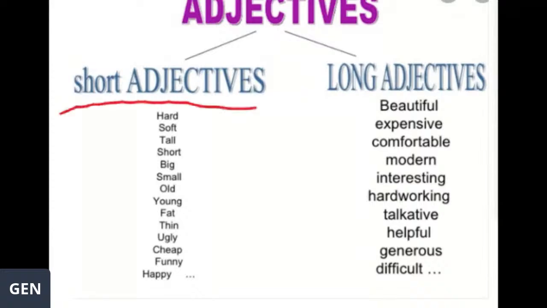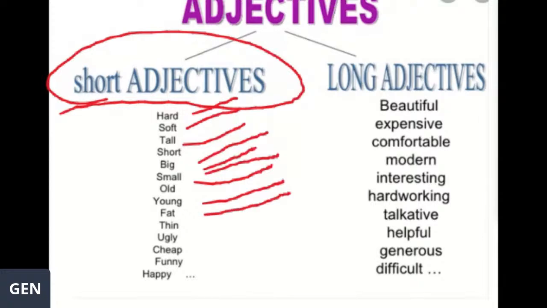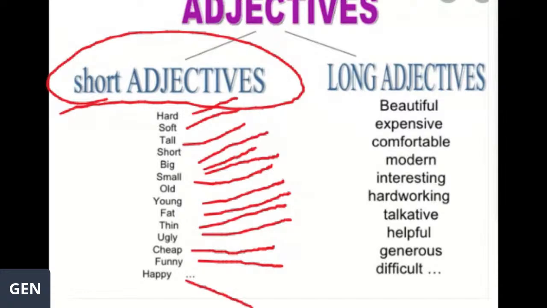Short adjectives. So example: hard, soft, tall, short, big, small, old, young, fat, thin, ugly, cheap, funny, happy, and that's done. Those are the short adjectives. Let's move on to the long adjectives.